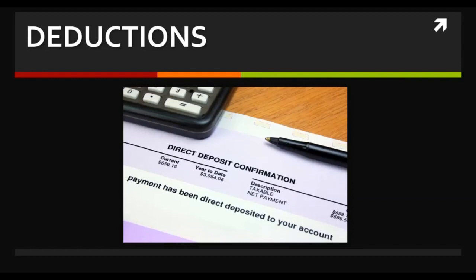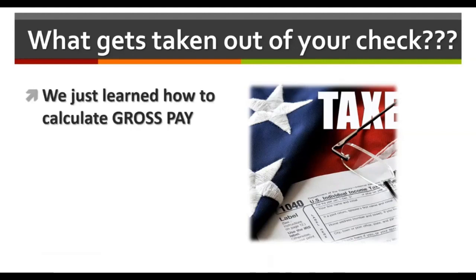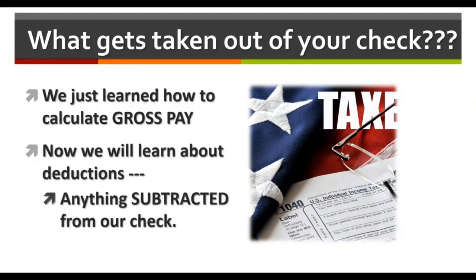We talked about how deductions lower our net pay, right? It takes us from our gross pay down to our net pay. We did that pay stubs worksheet where you got a little preview of what some of these deductions are. So what gets taken out of your check? We learned how to calculate gross pay yesterday, whether that's a yearly salary, a wage, whatever. Now we're going to talk about deductions, which gets us down to our net pay.